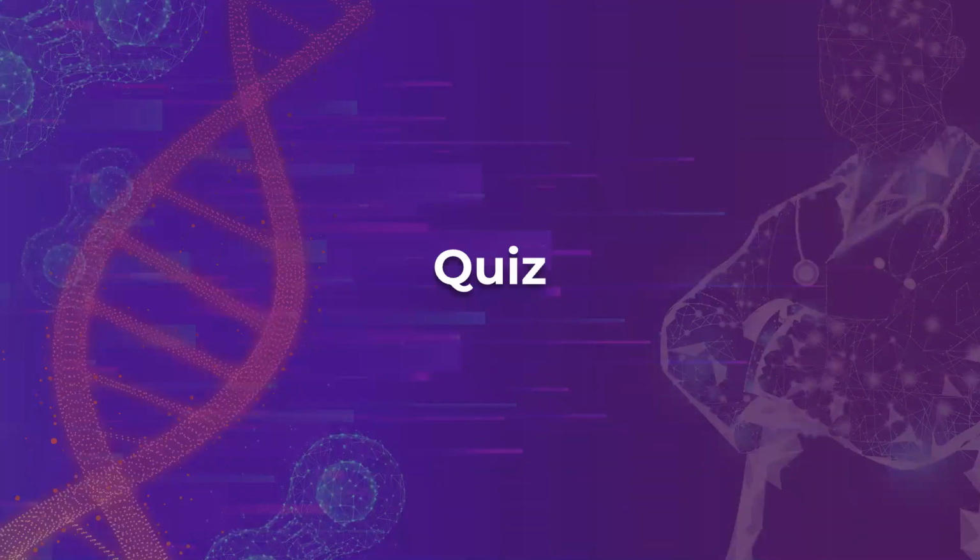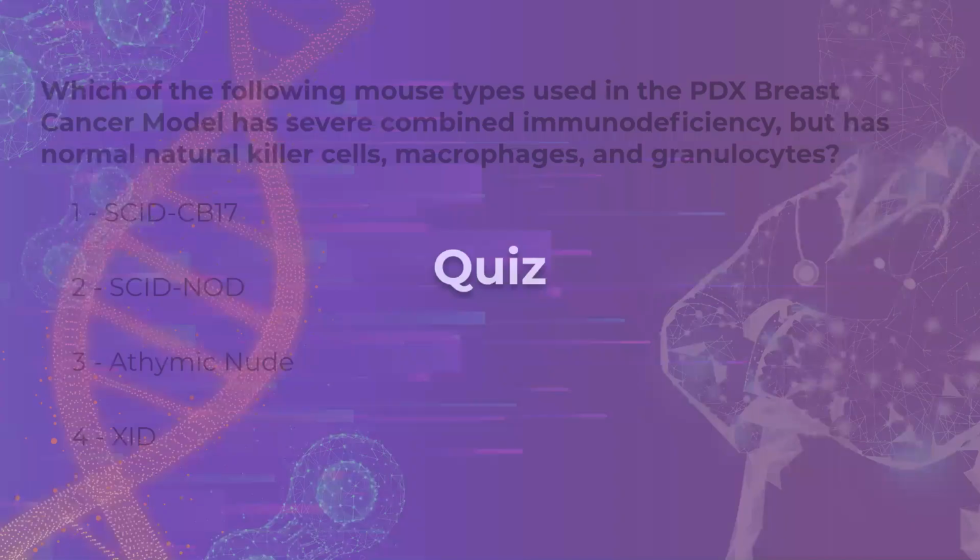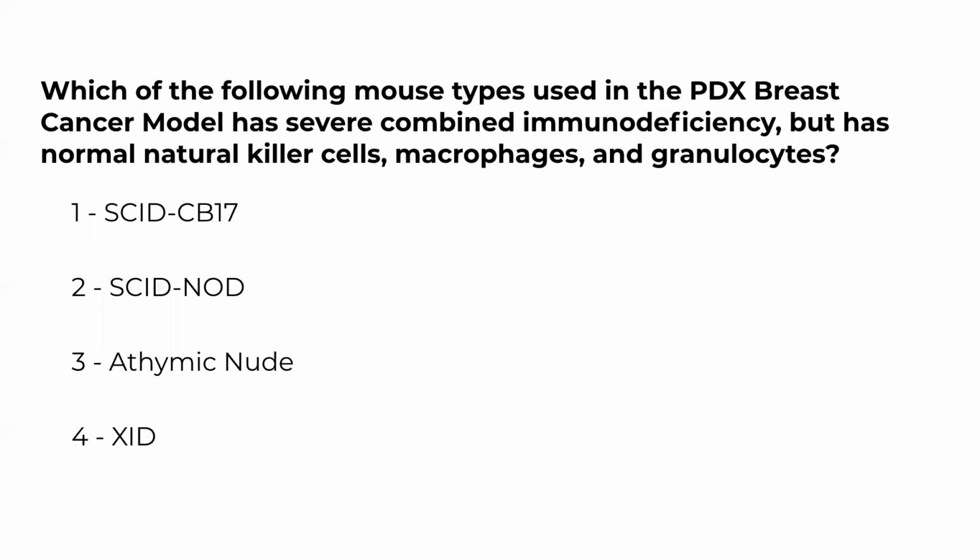I have a couple of questions. Most of these are related to the PDX breast cancer model, so I hope that you had some time to review that information over the weekend. For this one, it says, which of the following mouse types are used in the PDX breast cancer model that have severe combined immunodeficiency, but also have normal natural killer cells, macrophages, and granulocytes? And as always, you can post your responses in the chat, and I'll be reading those off.